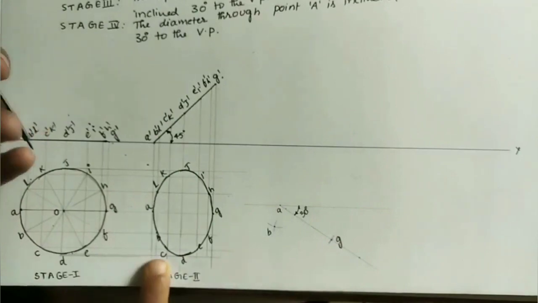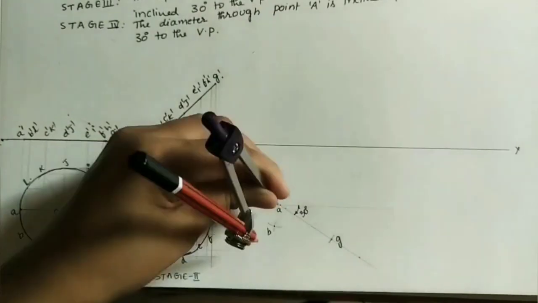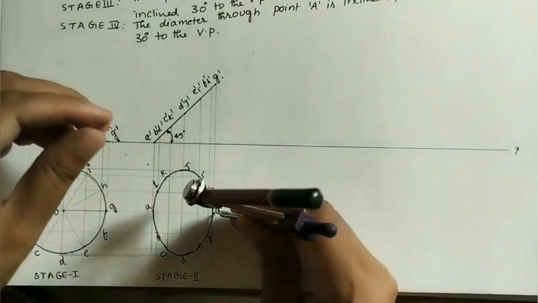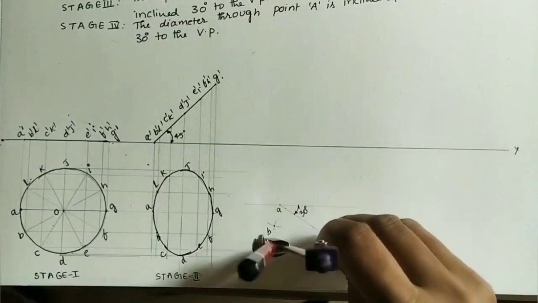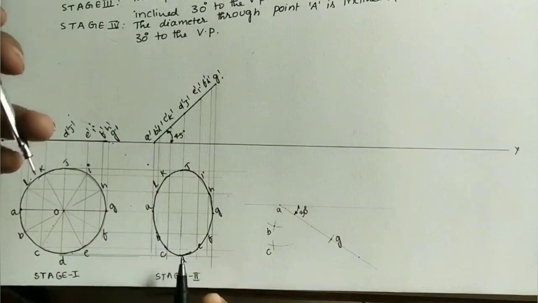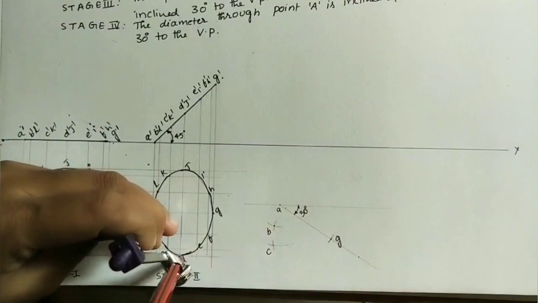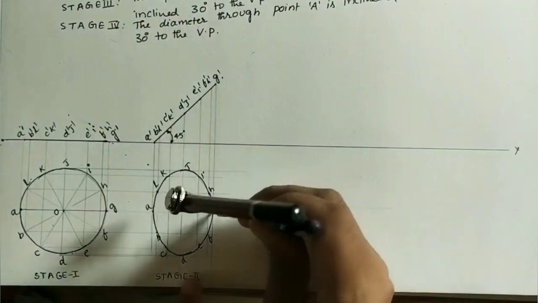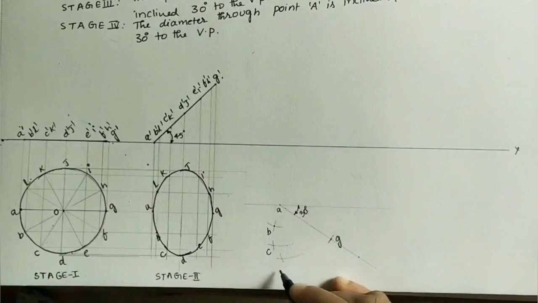Now take next point C point. Take AC length. Just do an arc here. Similarly take GC length. G as center, cut this arc. You will get C point. Next D. Take AD length and GD length. AD length, do an arc here. Similarly, take GD length. G as center, cut this arc. You will get D point.